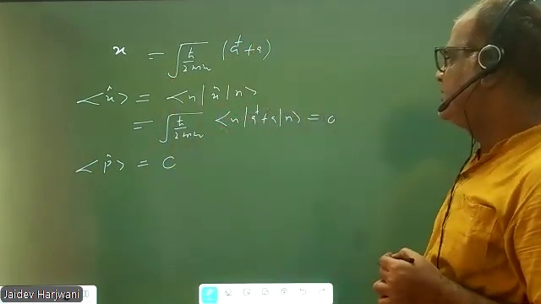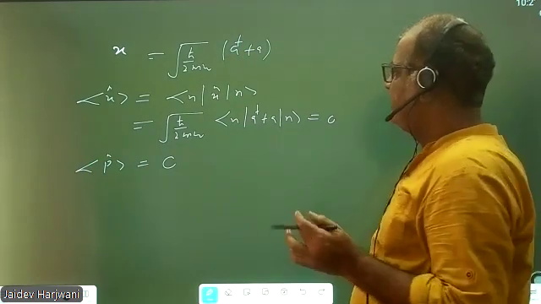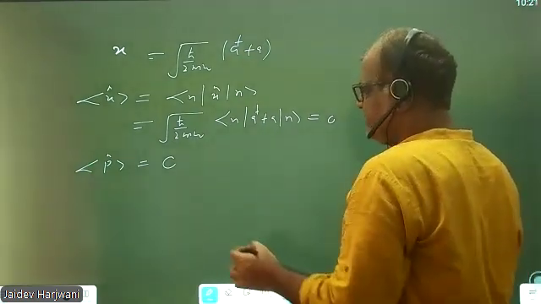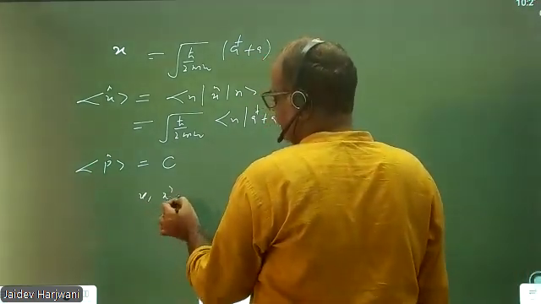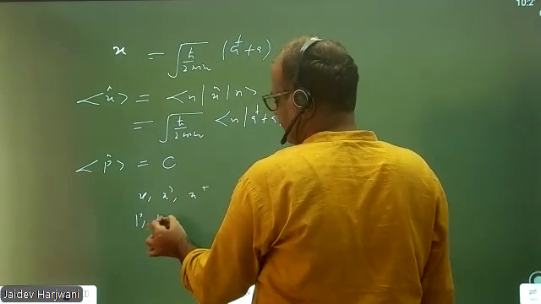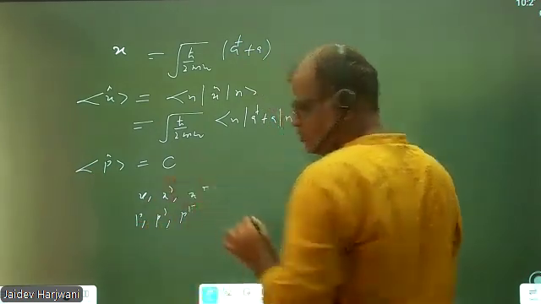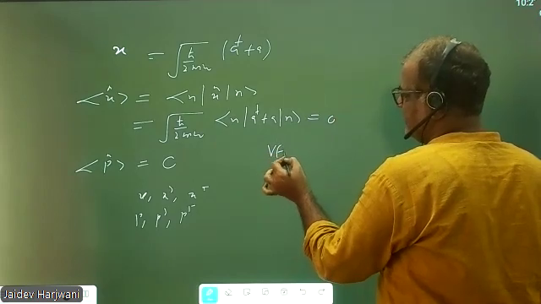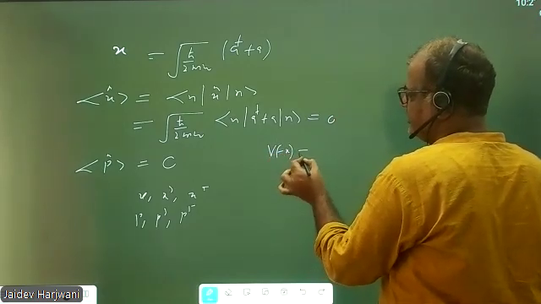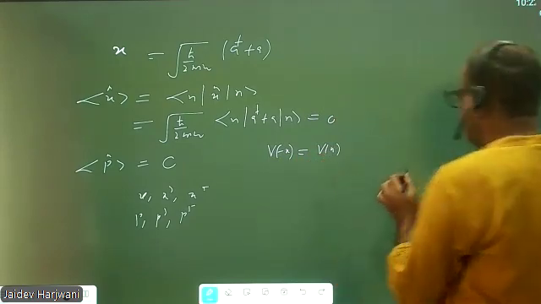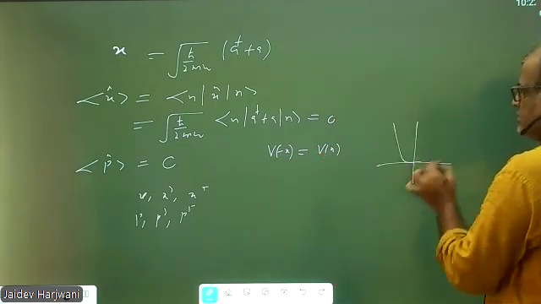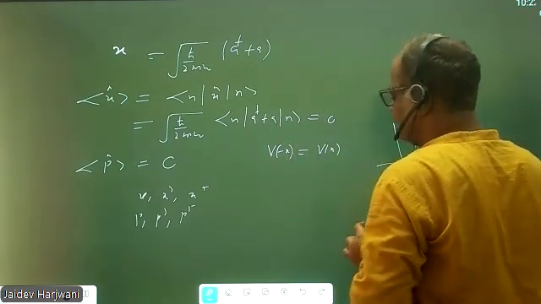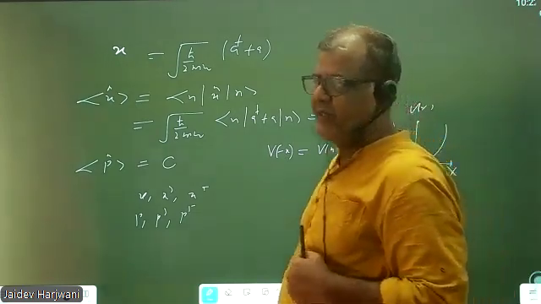So this result we can generalize for odd powers. Whenever there is an x cube, x to the 5, or p cube, p to the 5 expectation value, those all will come 0. Why? Because a harmonic oscillator has an even symmetric potential. The harmonic oscillator potential is symmetric, and whenever you have a symmetric potential, your wave function has a definite parity.